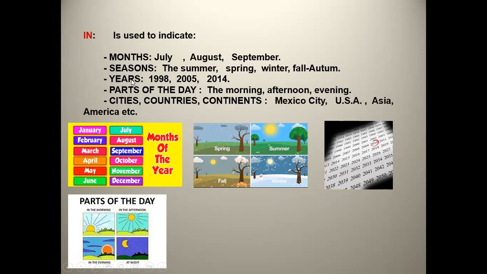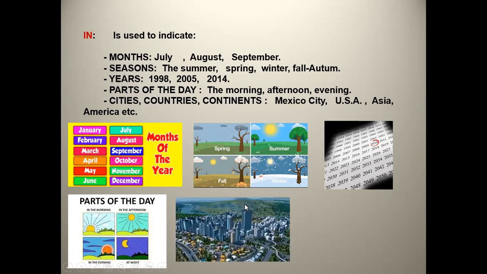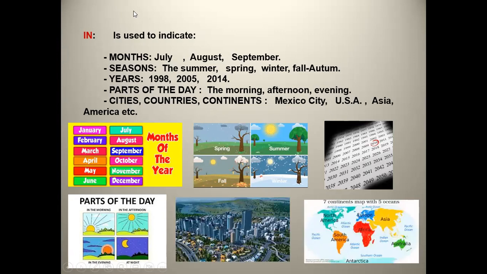And we use in to indicate cities, countries, continents, and we are going to say, I live in Mexico City, I live in United States, I am in Asia, I'm in America, etc. Remember, months, seasons, years, parts of the day, cities, countries, continents. Okay? In is used to indicate all of these ones.